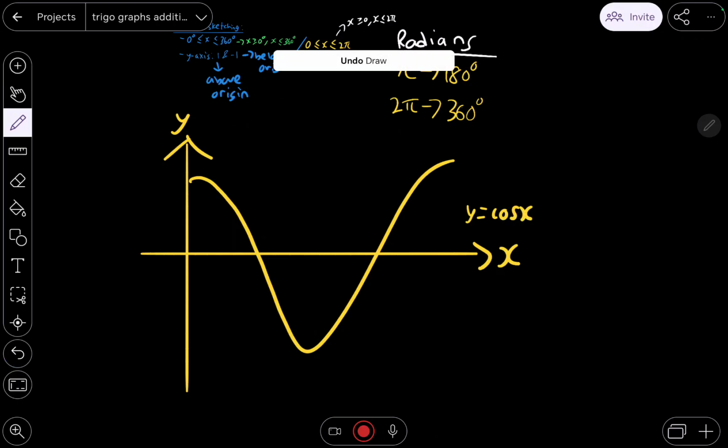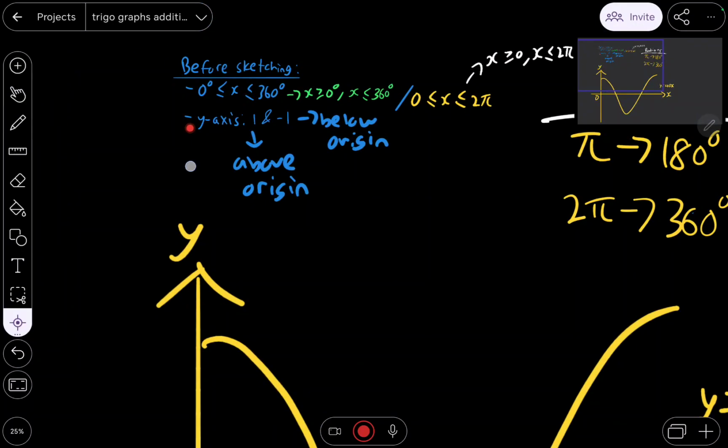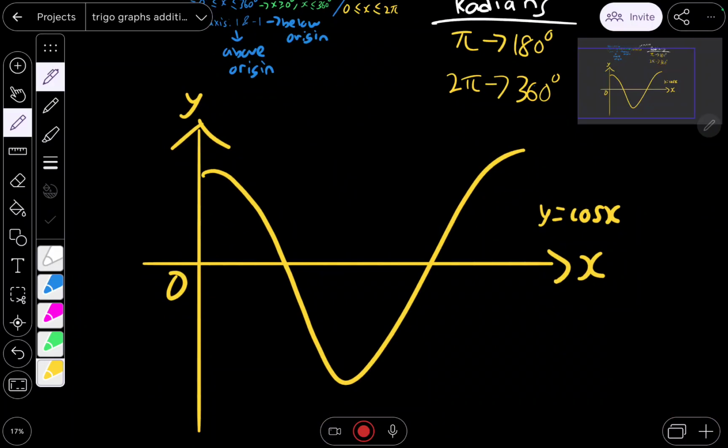Alright, so of course don't forget our origin. And the second point, very important again, your y-axis: 1 and negative 1. 1 is above the origin and negative 1 is below the origin. So let's put that in our graph. 1, negative 1.